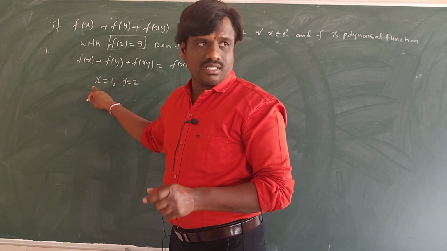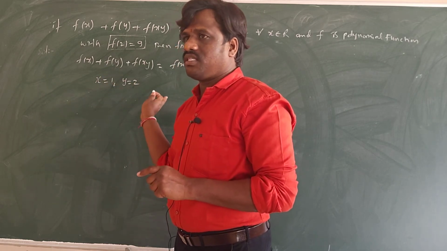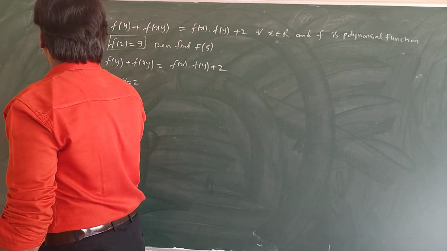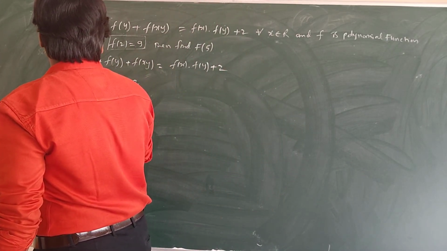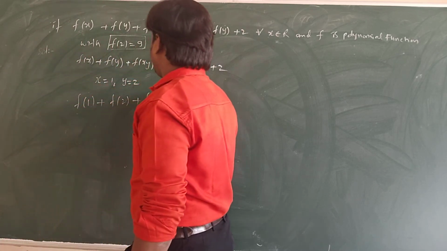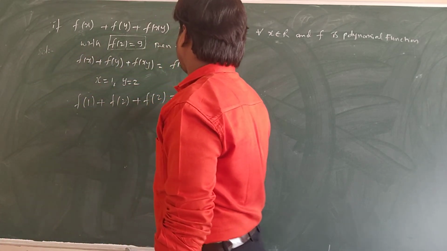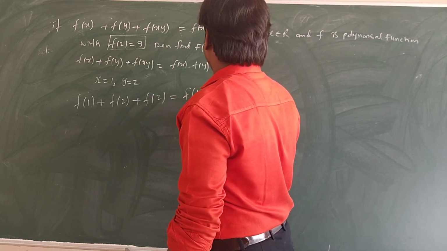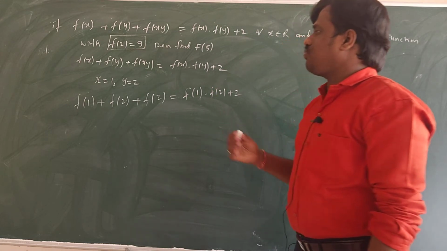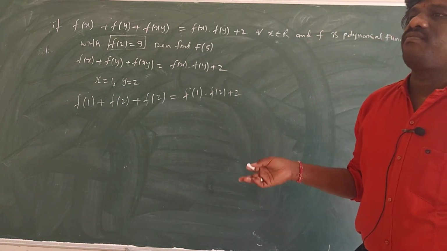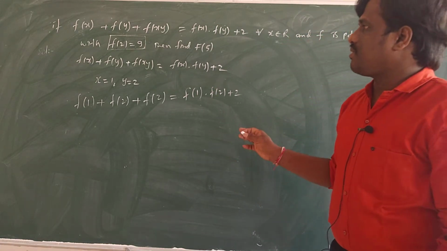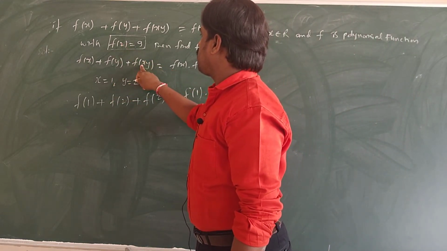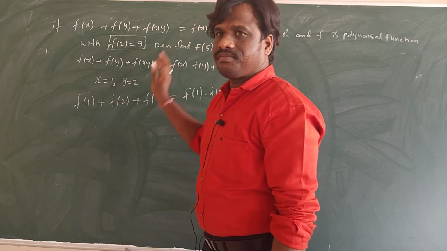If 1 is this, you can take anywhere, this side or that side. So if I take what I get here, f of 1 plus f of 2 plus f of 2 is equal to f of 1 into f of 2 plus 2. Why we used f of 2? Because the f of 2 value I know, from that I get f of 1. Why am I using 1 only here? Because to get 2, the choice here is 1.